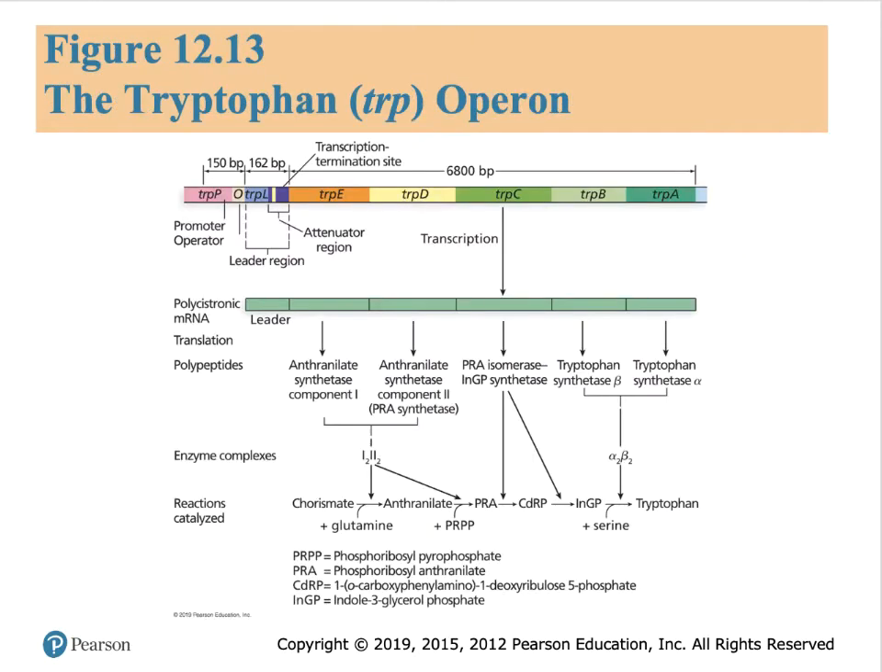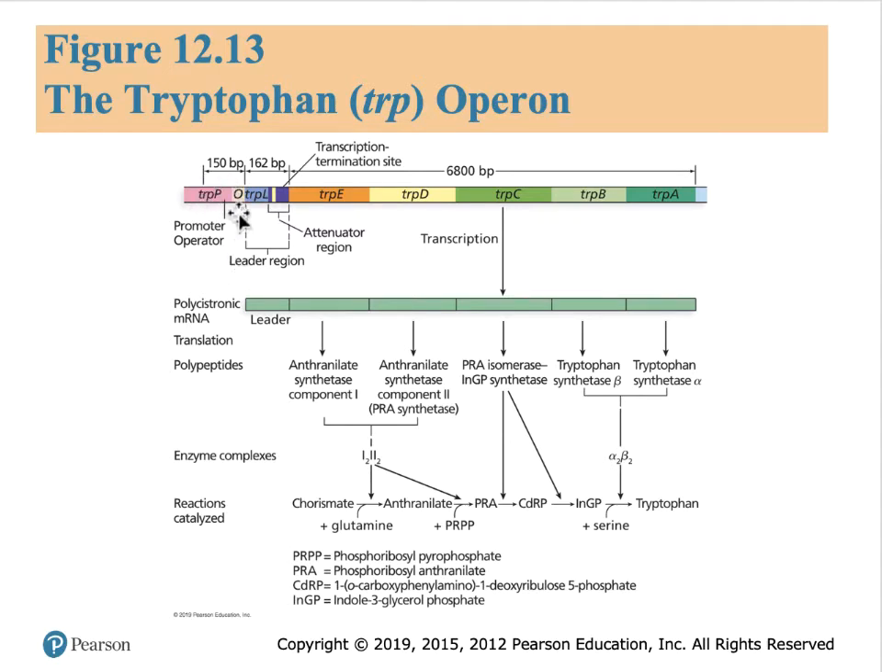Figure 12.13 presents a nice overview of the tryptophan operon. Let's start with the structural genes. The trpE to A are located right here. Just upstream of them we have something called the attenuator region that we didn't see with the lac operon. Then we have other parts which all belong to the leader region, and we're going to look at that in detail a bit later. Then we have the operator region and then the promoter region.